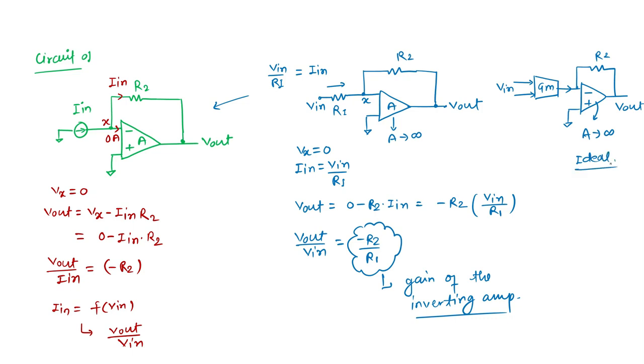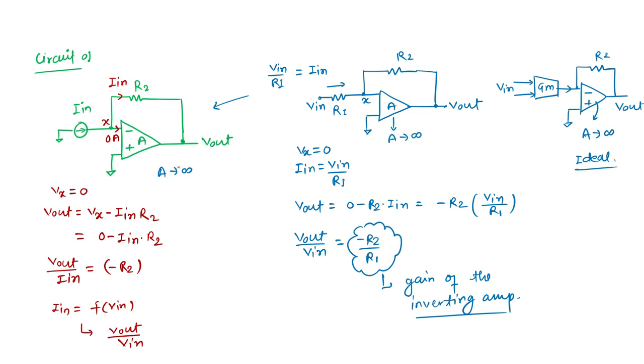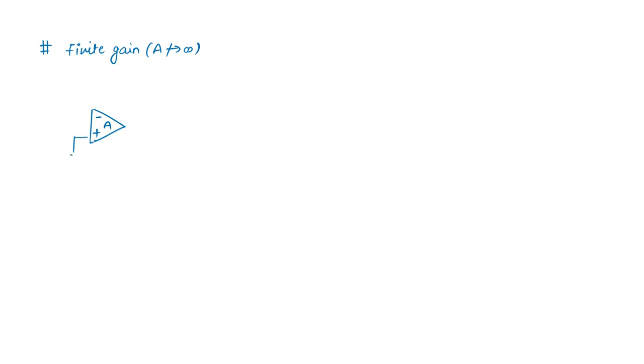Now consider the case when A is not infinite. So let us again discuss this thing with a finite A, A not equal to infinity. The same thing is happening here. In the previous case A is infinite, calculations are like that, and in that case this is 0. This is my current Iin, which I want to convert into the voltage. So if I want this current to be converted into the voltage, what will I do? I will simply use a resistor which will convert it to the voltage.